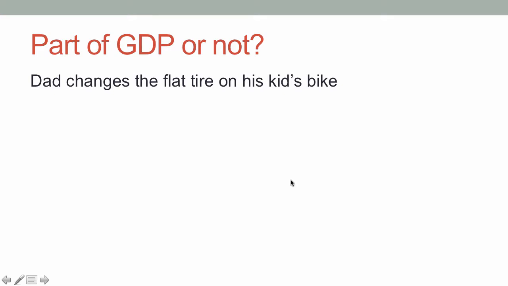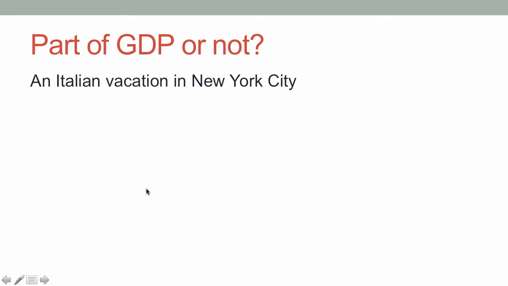It's part of GDP. What if a dad changes the flat tire on his kid's bike? It's a service being performed, but no, this would not be part of the GDP. The dad is not going to charge the kid to change his flat tire. There's no market value with that.